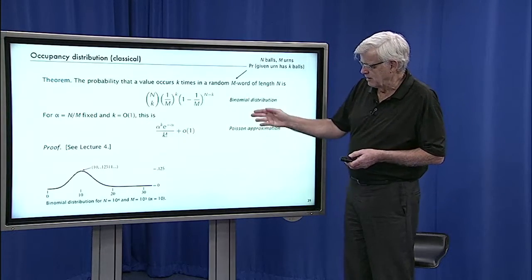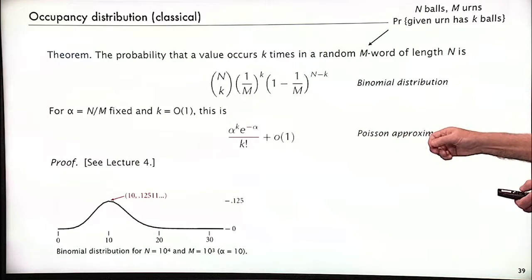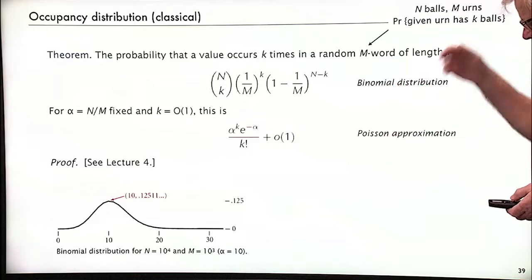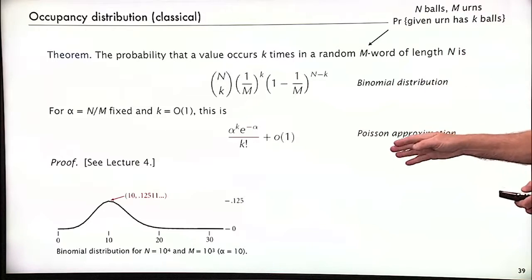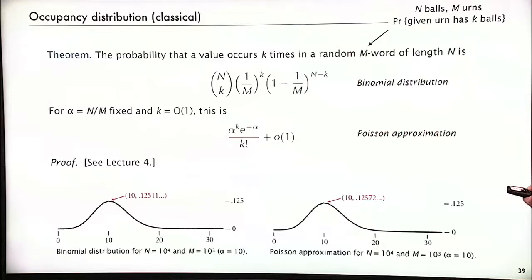So, for example, this plot is for alpha equals 10, so n equals 10,000, m equals 1,000. That's a plot of the binomial distribution. It's centered at 10, and that's where the peak is. And this is the Poisson approximation for that same case with alpha equals 10, and the curves are nearly identical. And so the Poisson approximation is a little bit easier to work with, so that's why it's so often used.